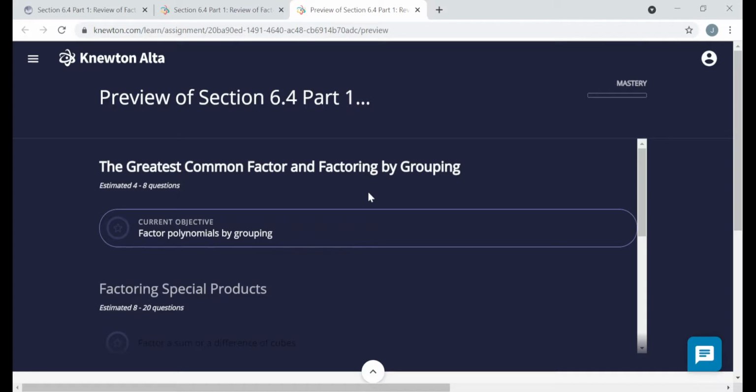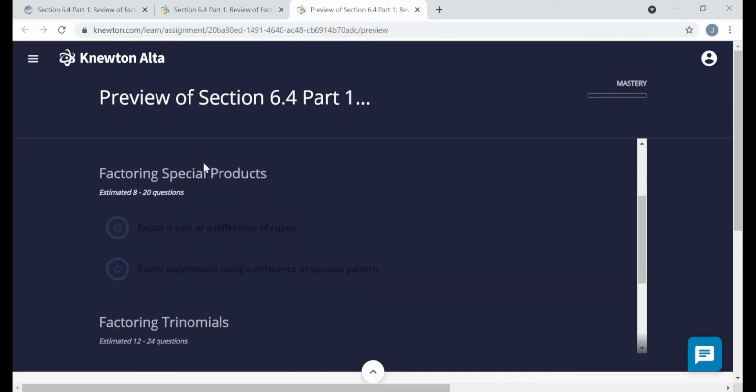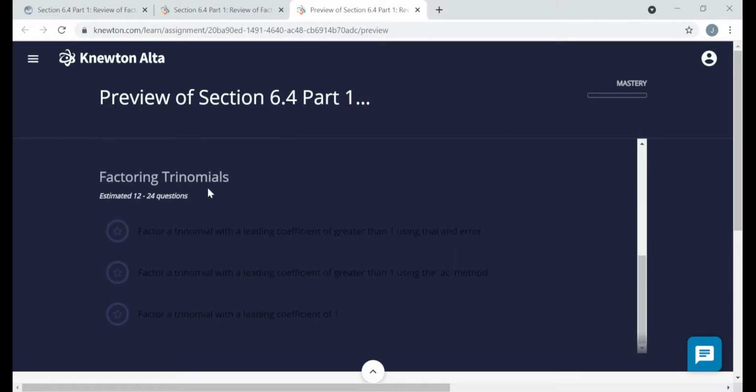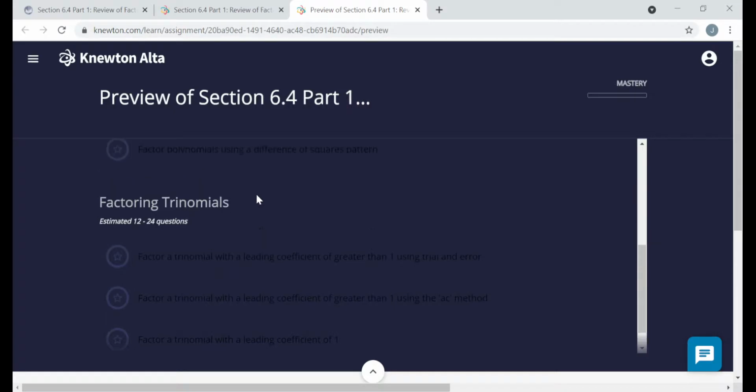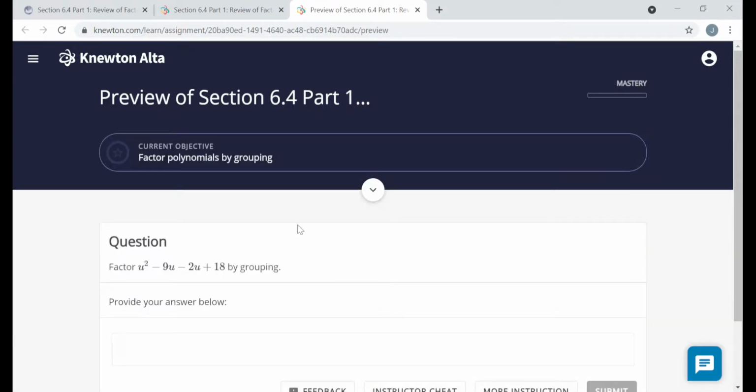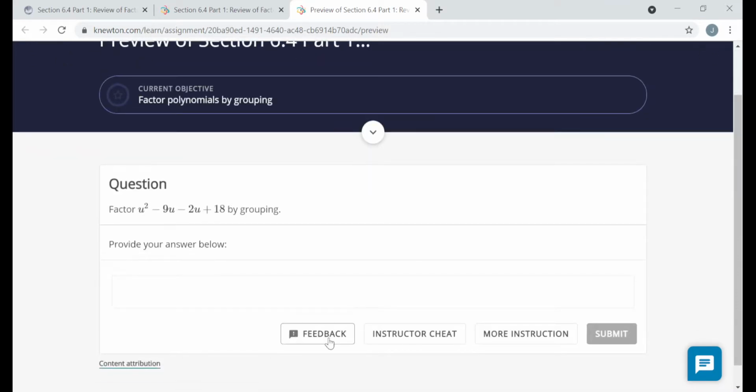All right, 6 objectives, 1 objective under this topic, 2 under this topic on factoring special products, and 3 under the topic of factoring trinomials. All right. And then you have your question and then your feedback button if you want to send Knewton any feedback about a particular question or topic that you're having trouble with, or tell them, hey, this question looks wrong, or they had a typographical error or something like that.